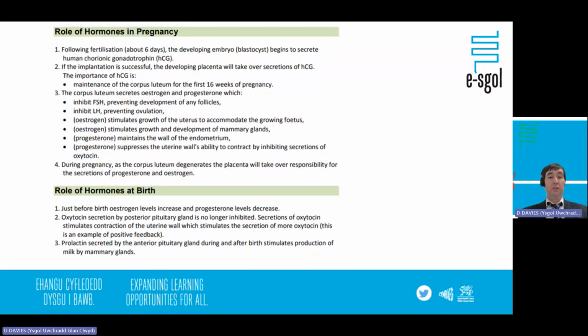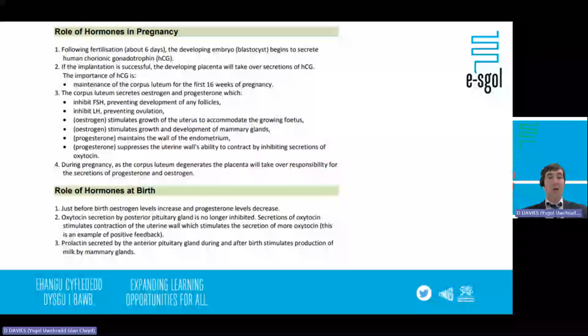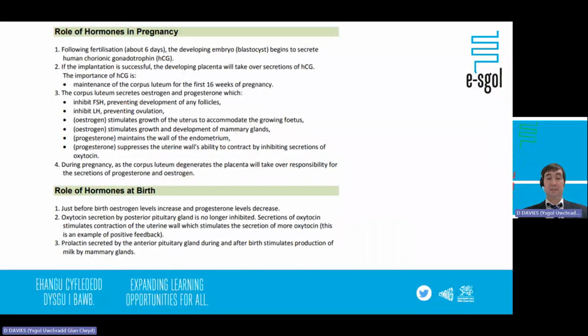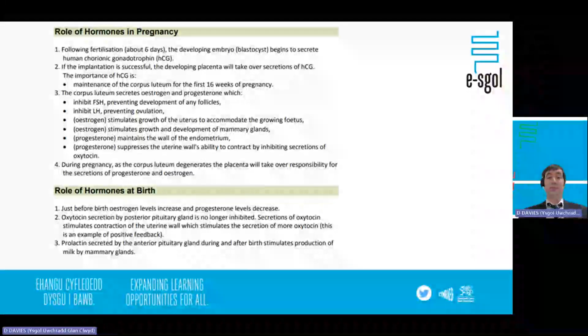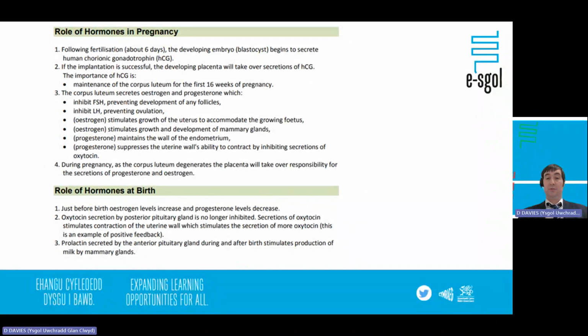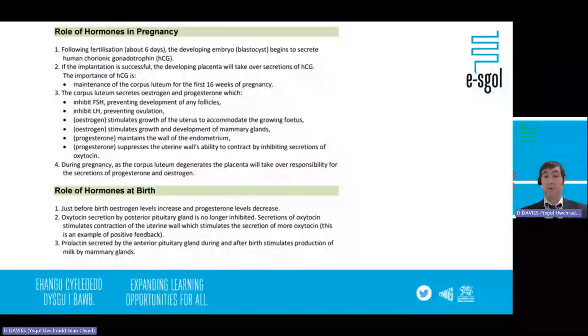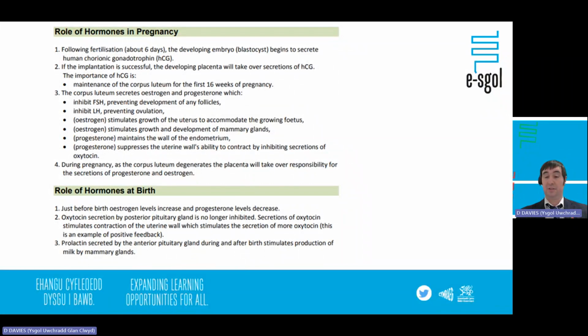Okay, so just before birth, estrogen levels increase and progesterone levels decrease. Oxytocin is secreted, and secretions of oxytocin stimulate contractions of the uterine wall. Okay, and more oxytocin means more contractions. Okay, that's what a positive feedback system is. Okay, you remember a negative feedback system from the homeostasis unit. A positive feedback system, oxytocin produces contractions, contractions produce oxytocin. Okay, that's why contractions become close together, they become more often, and they become harder. Okay, the contractions become more forceful.